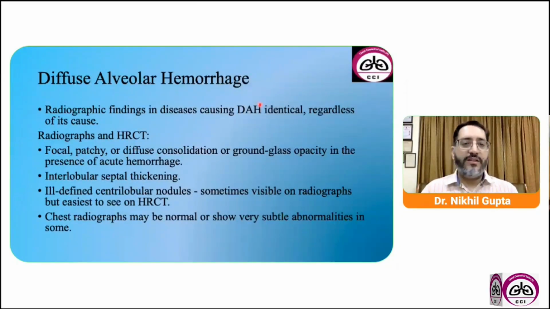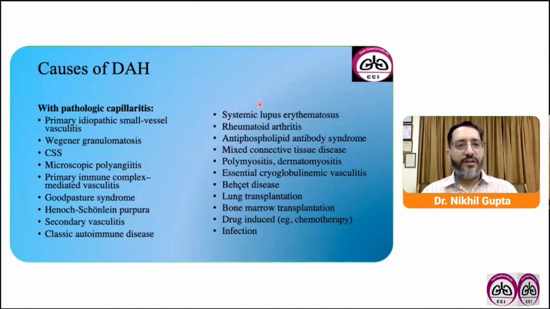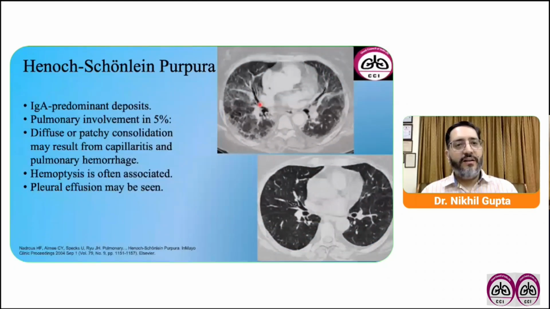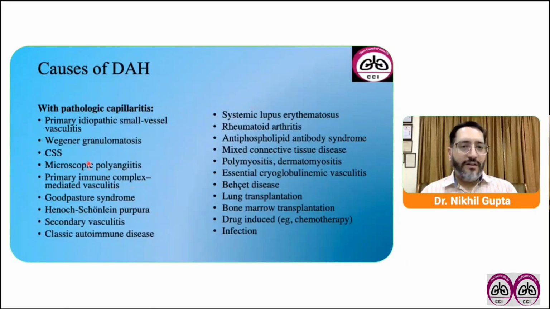Coming to diffuse alveolar hemorrhage, the radiographic features are similar on CT and radiographs, that is diffuse ground glass opacities and interlobular septal thickening. Ill-defined nodules are also seen, and chest radiographs may sometimes be normal. What are the causes? These can be divided into with pathologic capillaritis and without pathologic capillaritis. With pathologic capillaritis are, as we have mostly discussed, Wegener's, CSS, microscopic polyangiitis, Goodpasture, which we'll discuss, and Knox-Churning in particular.